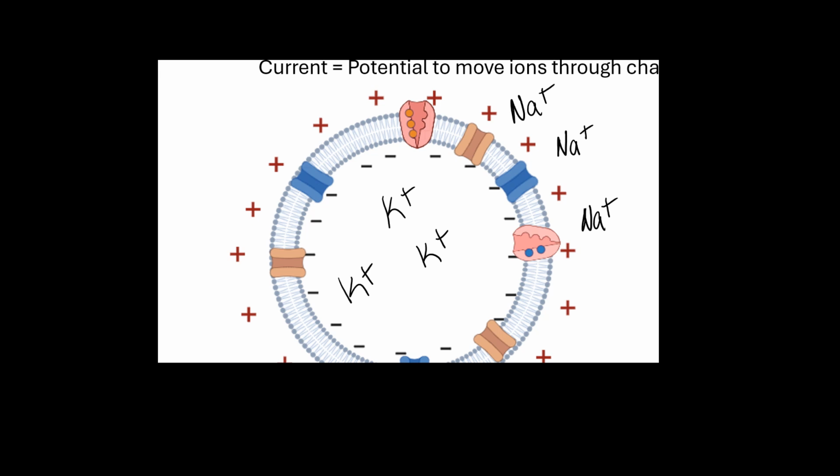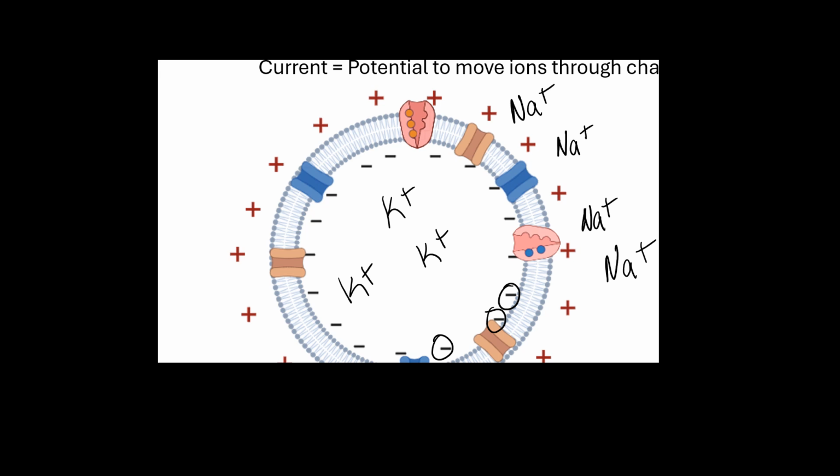This distribution, though, is not balanced in the way that I drew it. It should be like that. It's not balanced because inside of the cell there are tons of proteins that carry mostly a negative charge, making the inside of the cell negatively charged. The difference in charges is called the voltage.